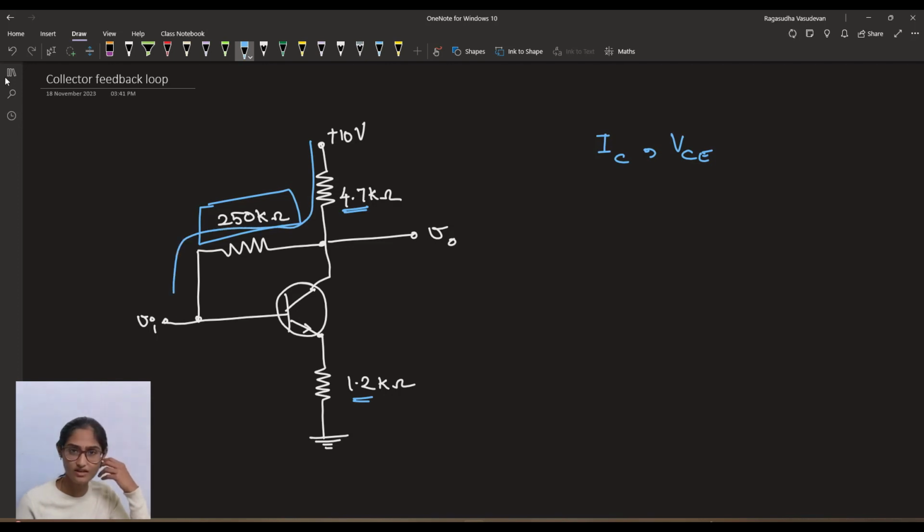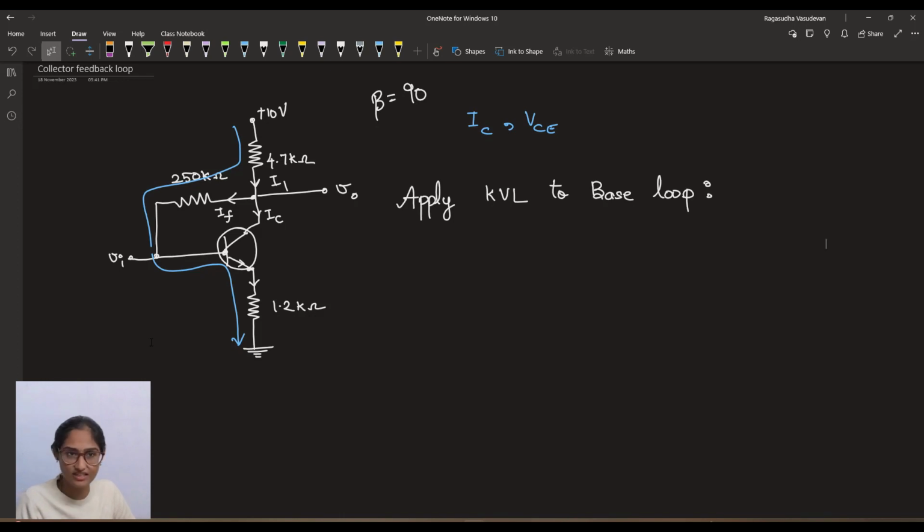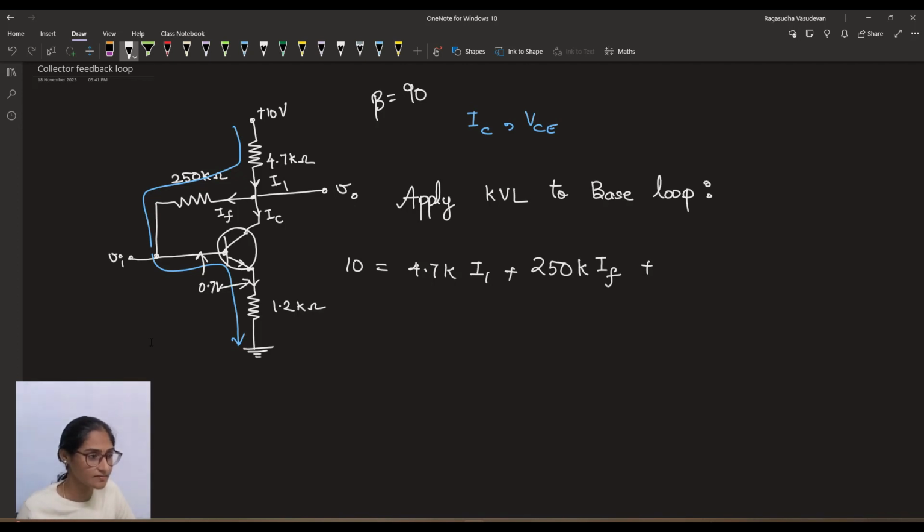Okay, so let's apply KVL into this loop. Let us consider the current path like this and apply KVL into this. The beta of the transistor is given as 90, and now we have to apply KVL to the base loop. Do have it in mind that 0.7 volt is the voltage between the base and the emitter. And now let's apply KVL. 10 volt is equal to 4.7K into I1 plus 250K into IF plus 0.7 plus 1.2K into IE.